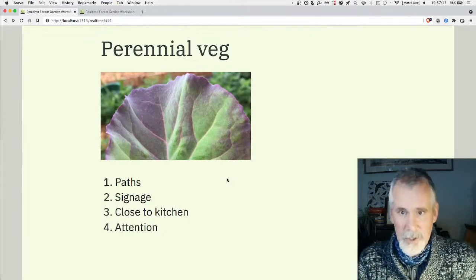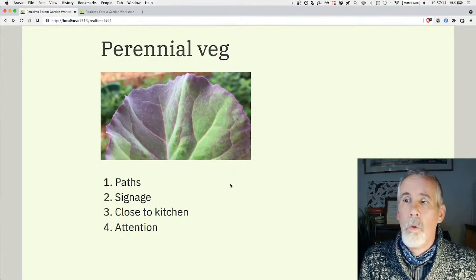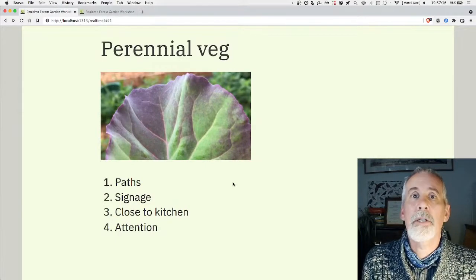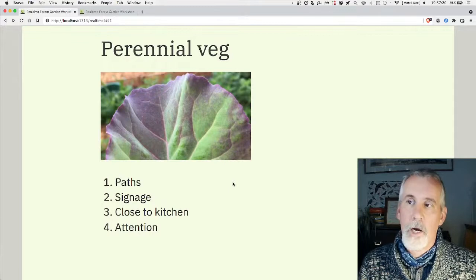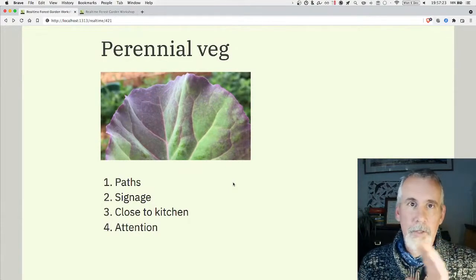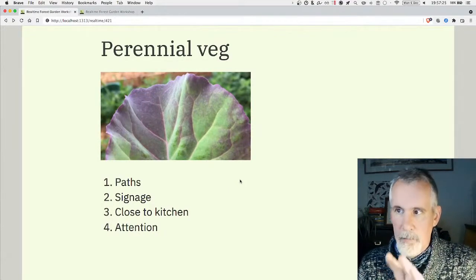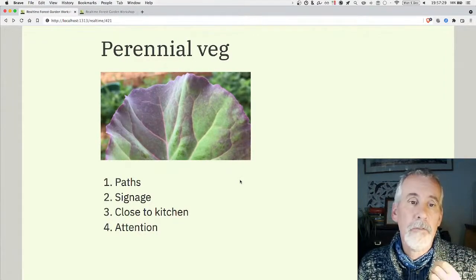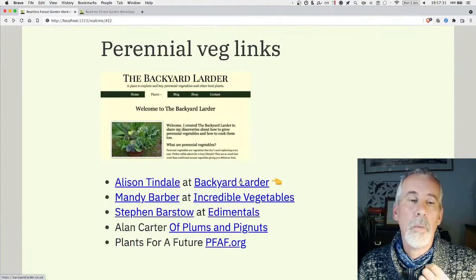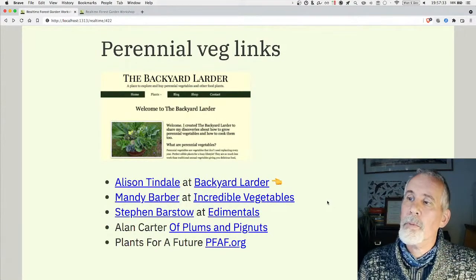And keep your perennial veg close to the kitchen, because with all plants, the key thing really is attention. You want to be able to go out there and harvest them when need be, or look after them, or put some more on, divide them, whatever it is. But interacting with your plants is absolutely crucial. A forest garden is cultivated land. It's not wilderness.